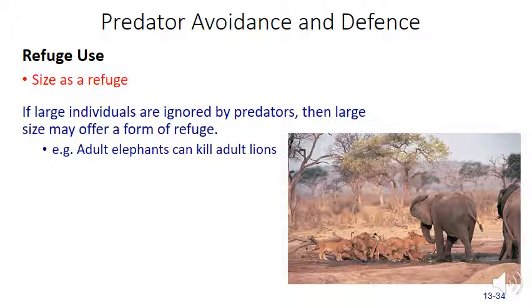So the final form of refuge use is just the use of size as a refuge. Even if you go somewhere like the Serengeti in Africa, where there are a number of apex predators that can kill prey larger than themselves, there's still a size that animals can reach where they're going to be left alone by these predators. And indeed, adult elephants have been known to kill adult lions that are posing a threat to their young.